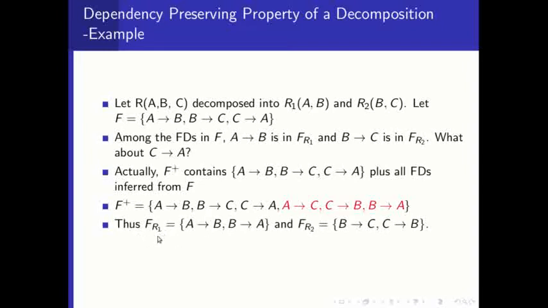Therefore, FR1, the functional dependencies that belong to the decomposed relation, will be A determines B as well as B determines A, and FR2 will be these two. Now you can say the closure of this union should also be considered. This union of these four dependencies, when you take the closure, will contain what? What do you want? C determines A.